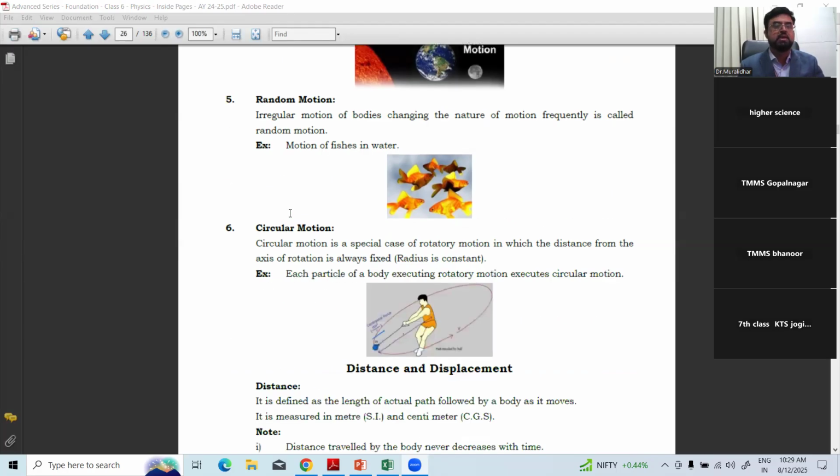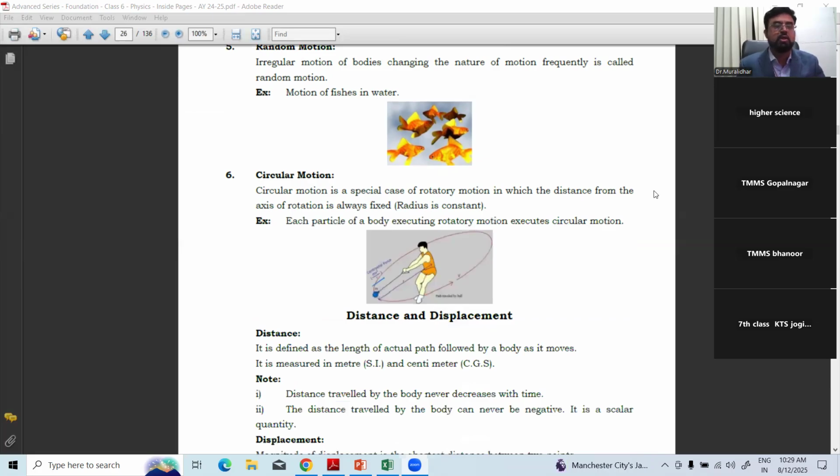Right? That is. Next, circular motion. Another important one. The motion is a special case, you can see. You take one thread, tie a stone to that and rotate. Whirling of a stone. It will follow circular motion. Moving around the same path with the same radius. A circle is a special case of rotatory motion in which the distance from the axis of rotation is the same. That is, the radius is constant. If the radius is constant, we get a perfect circle. Let's see how he is whirling the stone.